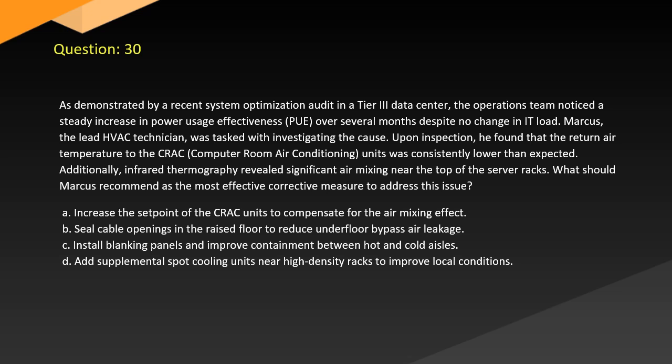A. Increase the set point of the CRAC units to compensate for the air mixing effect. B. Seal cable openings in the raised floor to reduce underfloor bypass air leakage. C. Install blanking panels and improve containment between hot and cold aisles. D. Add supplemental spot cooling units near high-density racks to improve local conditions.